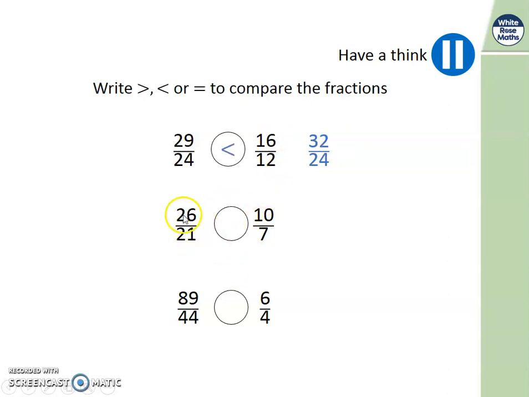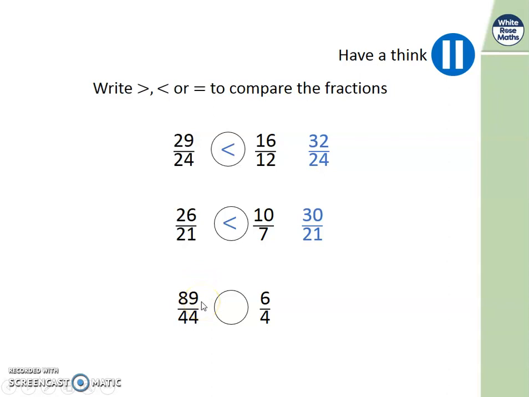Let's have a look at these. There is no relationship between these, but there is between the denominators, because 7 goes into 21 3 times. So 7 times 3 to make it into 21, 10 times 3 is 30, 30 over 21. The greater the numerator, the larger the fraction is that you have. Therefore, 10 sevenths is greater than 26 21sts.